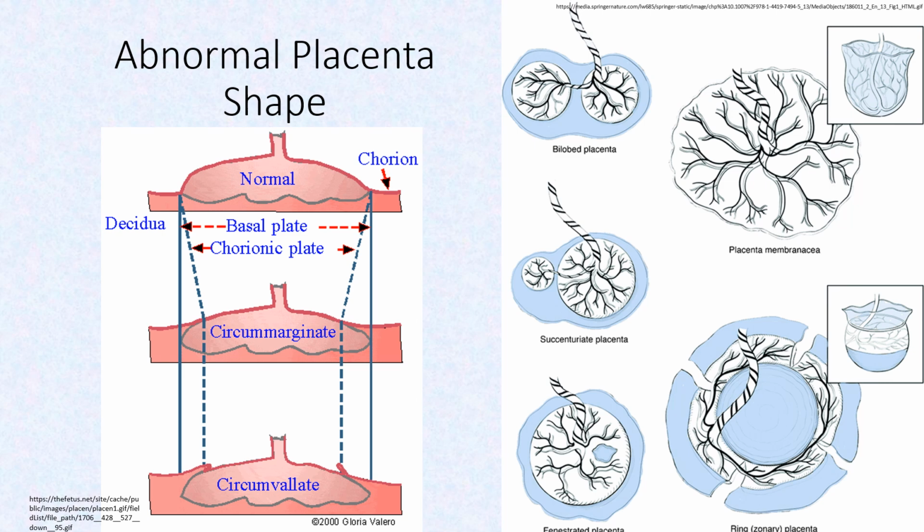A placenta membranacea is a rare placental abnormality where chorionic villi cover fetal membranes either completely or partially, and the placenta develops as a thin structure occupying the entire periphery of the chorion. This may be associated with placenta previa and placenta accreta.